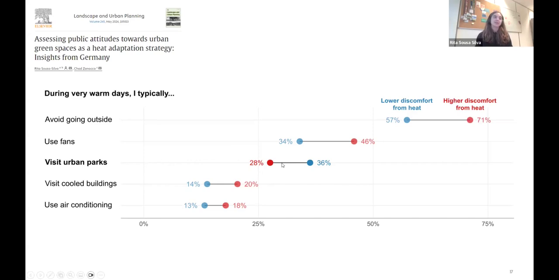What is also interesting to notice here is that people that feel a higher discomfort from heat actually avoid going to the parks more than the others that do not associate it with discomfort. It's still higher for those that feel discomfort. They still go more to a park than they go to another cool building, or, if they have air conditioning, they use it. But still, it was a split. So really, the connection between there is a park, I could go there to get cooler, it's not there.